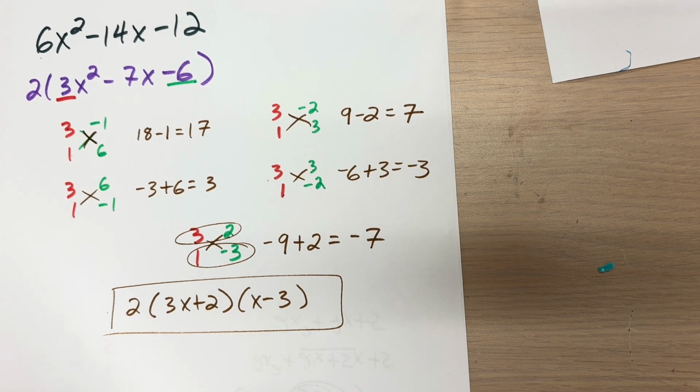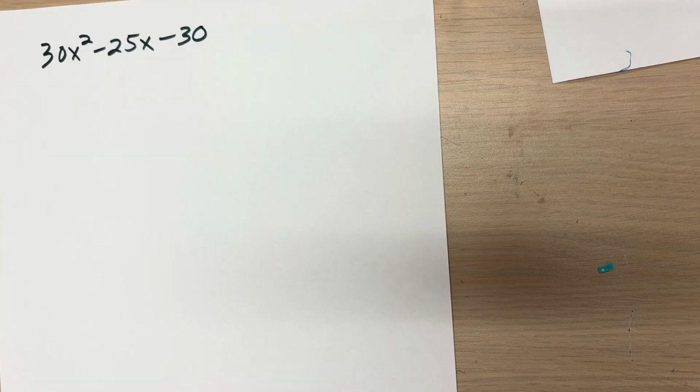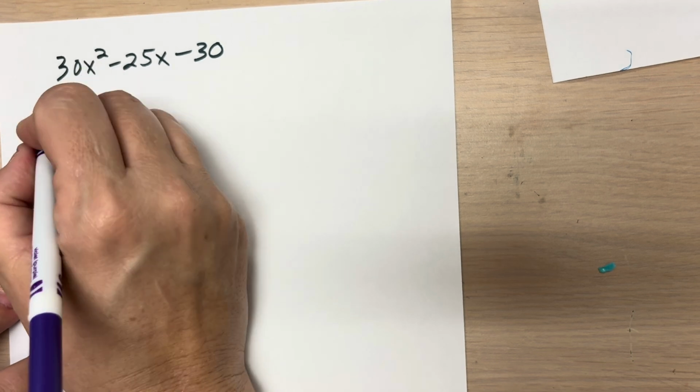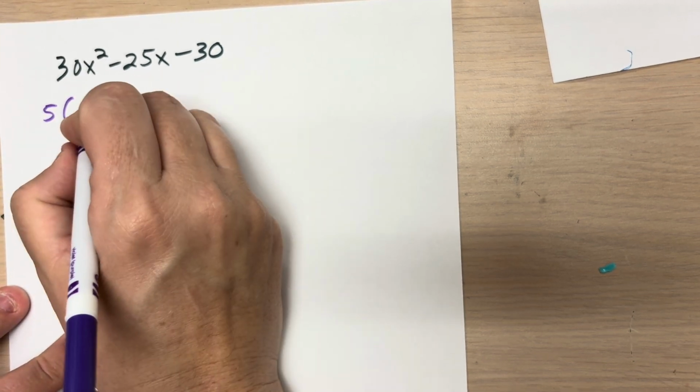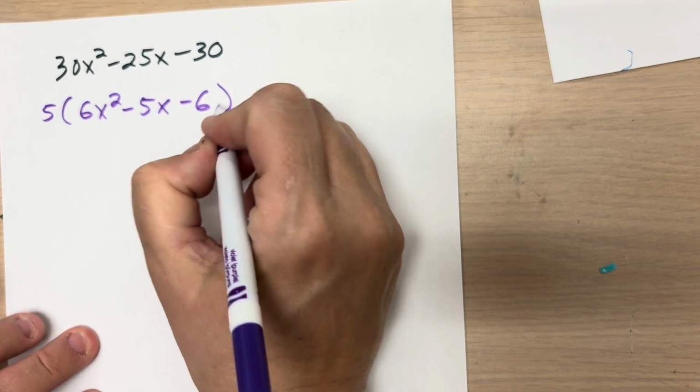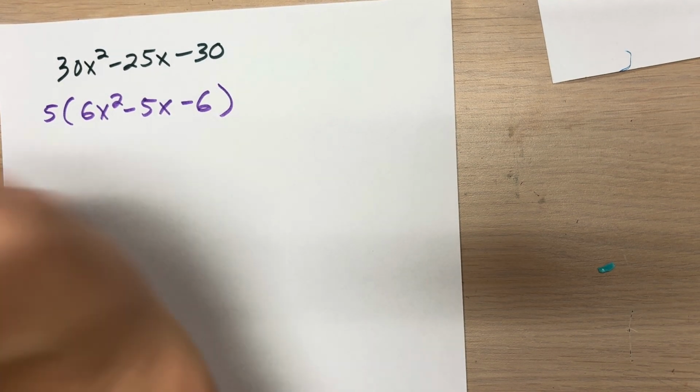All right, I've got one more to try with you. All right, hopefully you're seeing that they all have 5 as a common factor. We're going to bring a 5 out front. 6x squared minus 5x minus 6. All right, again with these 6's.